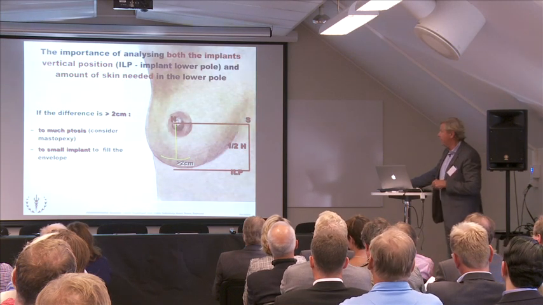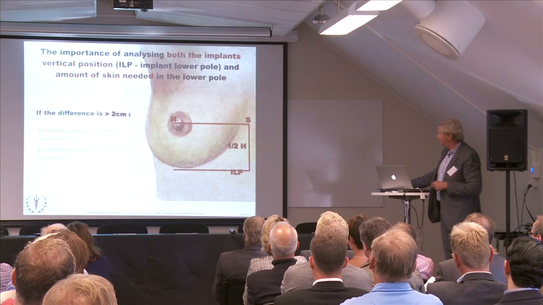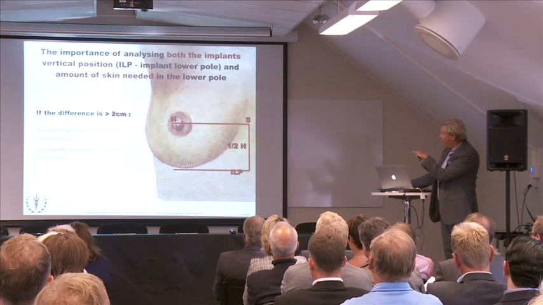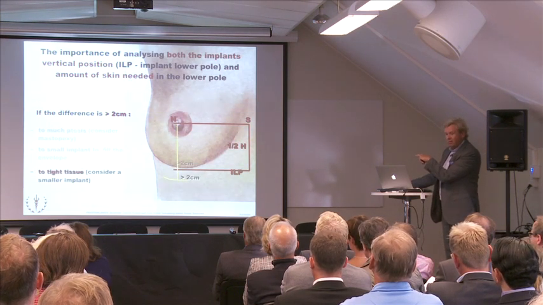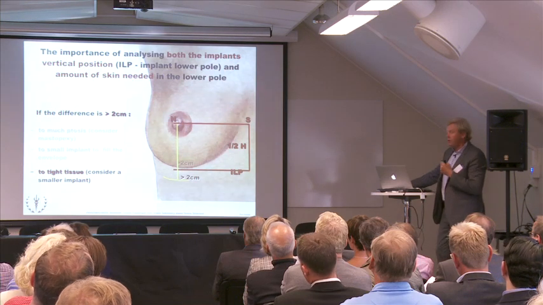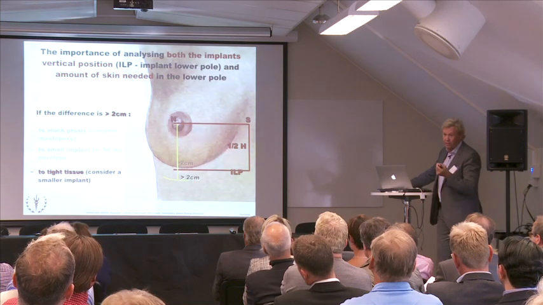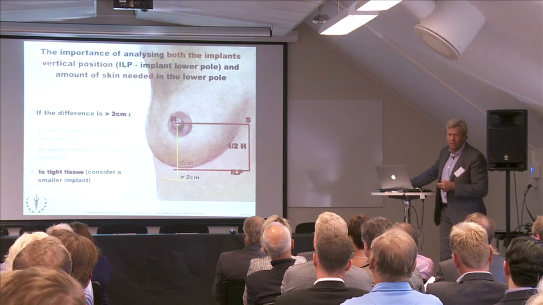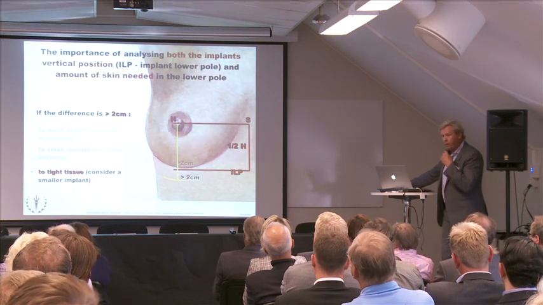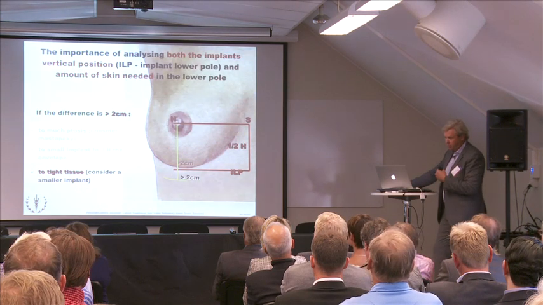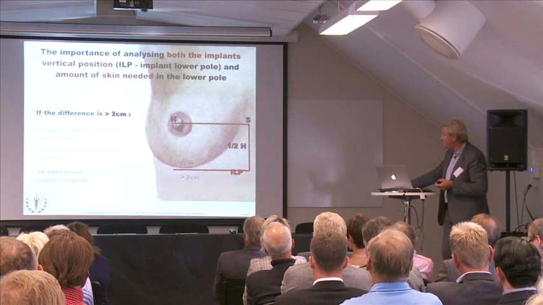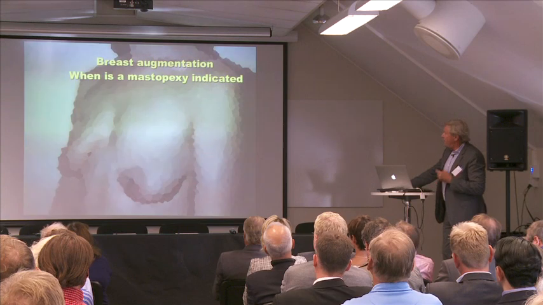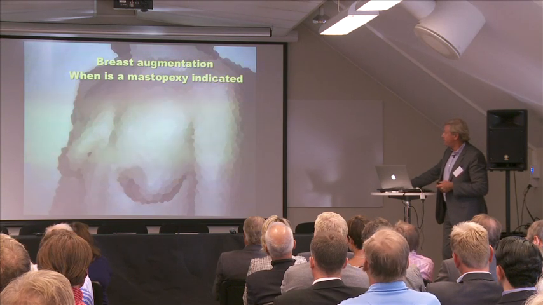Or reversely, if that line doesn't come above your ILP line, if it comes distal, well, then your tissue is too tight. The implant is too big for the envelope. That's why these two questions are so important to answer, both in primary breast augmentation but also when you have patients with pseudoptotic situations. So when is the mastopexy indicated?